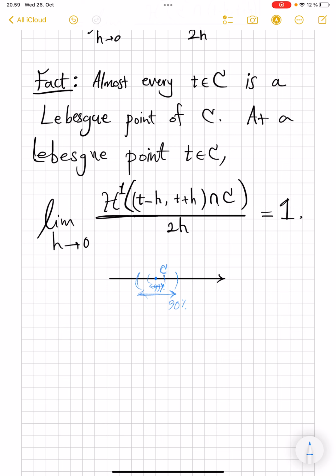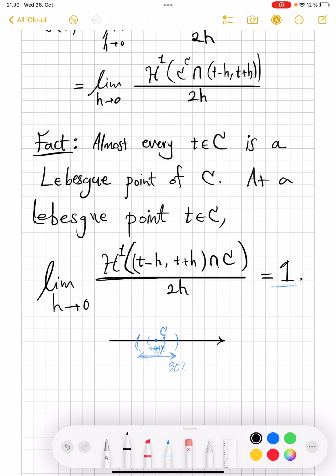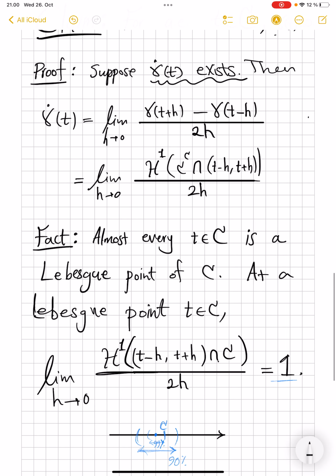99% of the interval is picked up by C, and in the limit it becomes 1. So almost every point in C, just from C being measurable, has this property. So if in this previous calculation we only assume that gamma prime exists, and we further assume that T is a Lebesgue point of C, then that means almost all of this interval is picked up by C, which then leaves nothing for the complement.